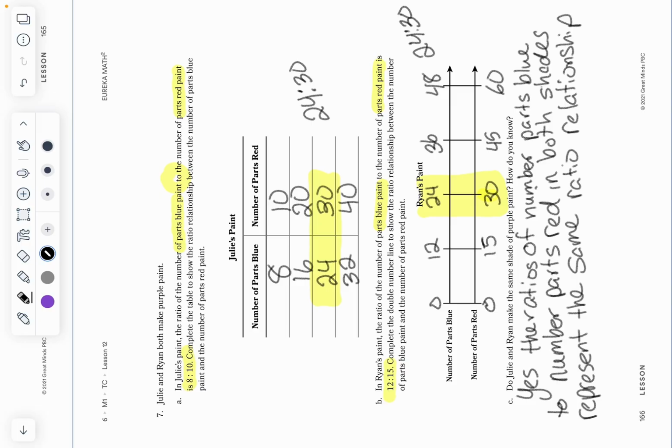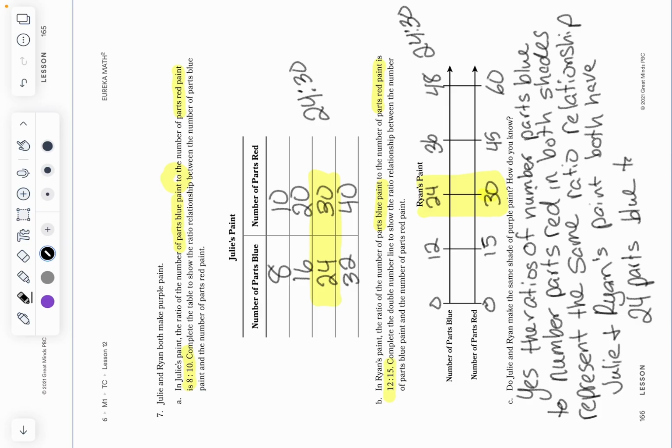So this is the mathematical reasoning. So yes, the ratios of number of parts blue to number of parts red in both shades of paint, in Julie's paint and in Ryan's paint, represent the same ratio relationship. And why? You want to cite your evidence. So the answer to the why is because Julie and Ryan's paint both have 24 parts blue to 30 parts red.